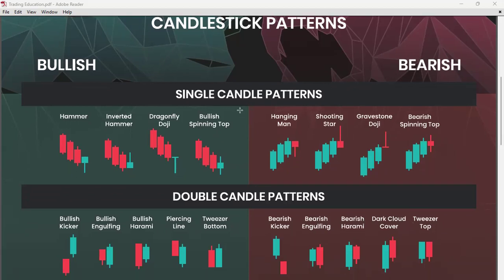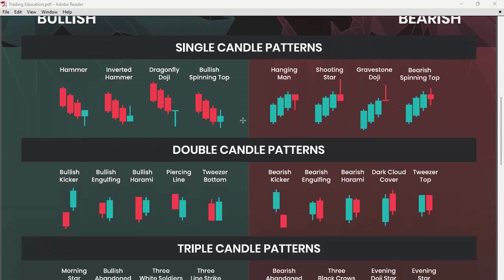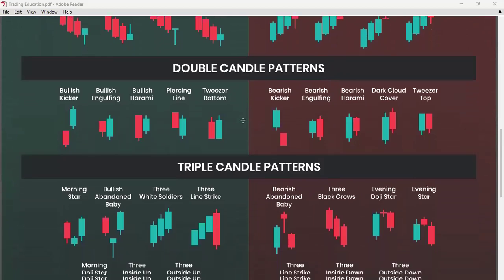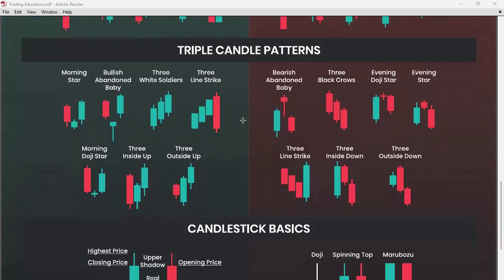So that is it. We have the single candlestick patterns, we have the double candlestick patterns, and then we have the triple one. It means that a pattern is made up of 3 candlesticks.